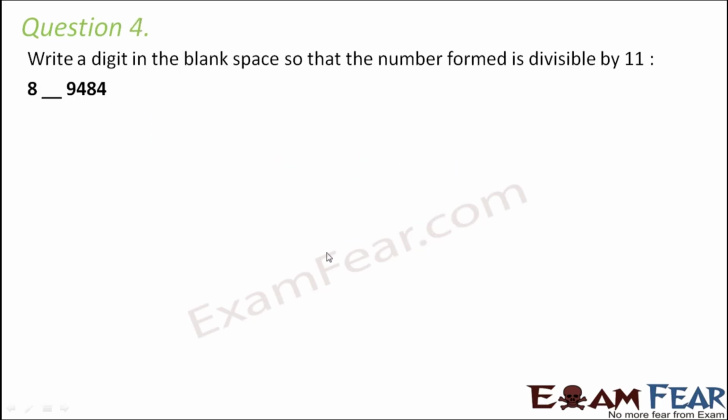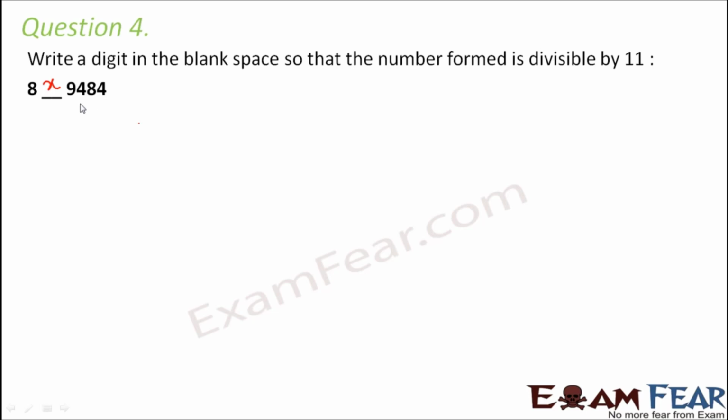Question number 4. Write a digit in the blank space so that the number formed is divisible by 11. Let us assume that the digit in the blank space is x. Now, what do we know as per the rule of divisibility by 11? A number is divisible by 11 only when the difference between the sum of the digits at odd places and the sum of the digits at even places is either 0 or a multiple of 11.